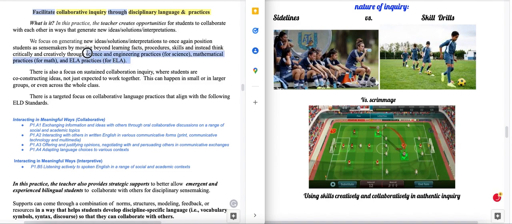So going back to the text, and this is just elaborating on this same idea. We focus on generating new ideas, solutions, or interpretations to once again position students as sense makers, right? They're sense makers by moving beyond the learning of facts, procedures, and skills. They're over here, maybe these two. And instead think critically and creatively through science and engineering practices, mathematical practices, or ELA practices. Woohoo, down here, we're in a scrimmage.